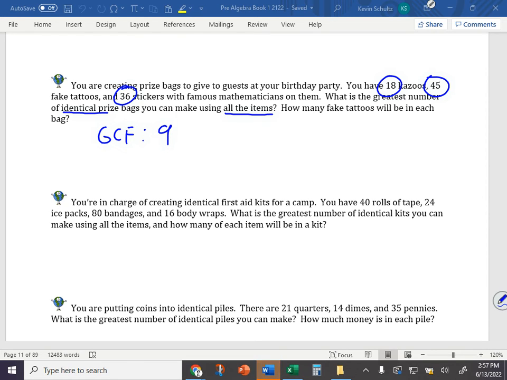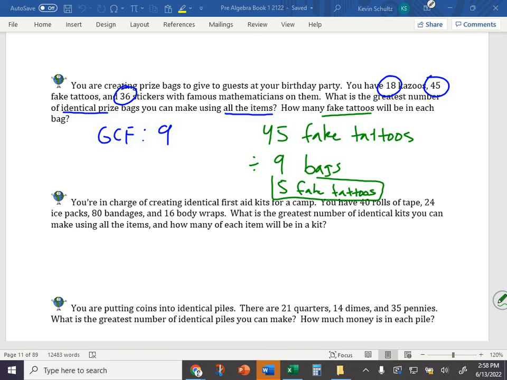We figured out how many bags we can make, but the second question is, how many fake tattoos will be in each bag? Well, if you have 45 total fake tattoos, and you are dividing those fake tattoos into 9 bags, notice my language saying dividing there, you're dividing them into 9 bags evenly. 45 divided by 9, ta-da! Each bag will get 5 fake tattoos. So it always starts with finding that greatest common factor, but make sure you're answering both questions if there are 2 of them for each question there.